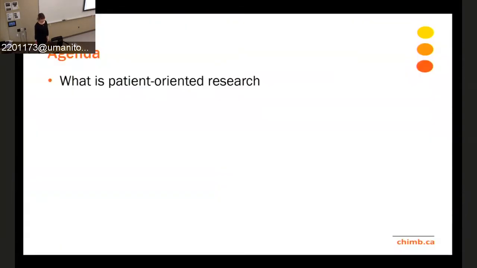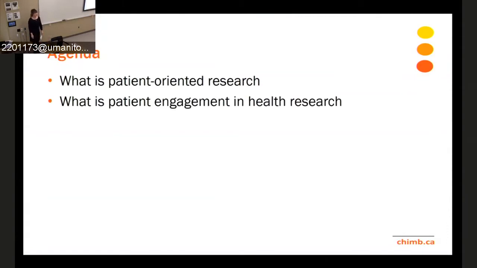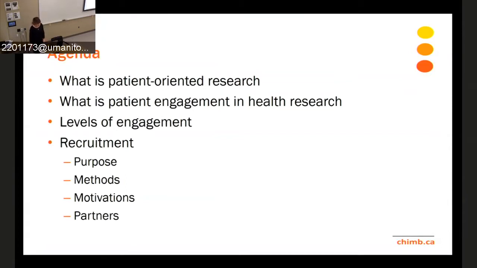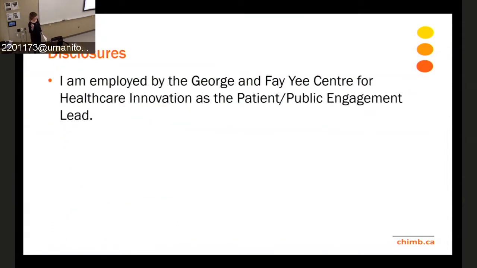Today's agenda. We are going to briefly talk about, just so we're all on the same page for those who have come to previous ones, but also for those who are new to our lunchtime learning session, what is patient-oriented research. We're going to talk about what is patient engagement in health research, levels of engagement, and then we're going to get into recruitment. So thinking about our purpose, our methods, our motivations, our partners, and some tips and tricks around there. So disclosures, because we are accredited, I'm employed by the George and Fahey Center for Healthcare Innovation, as I stated before.